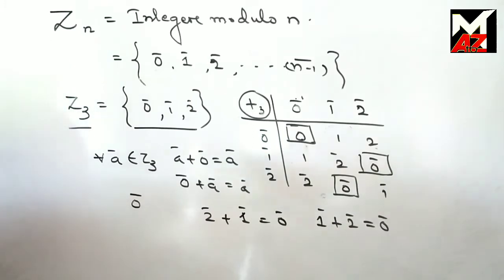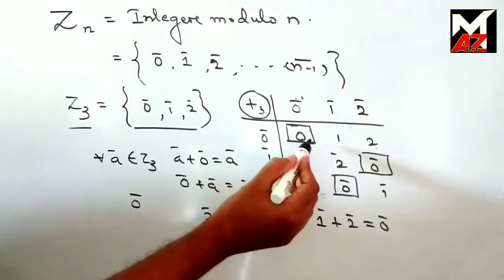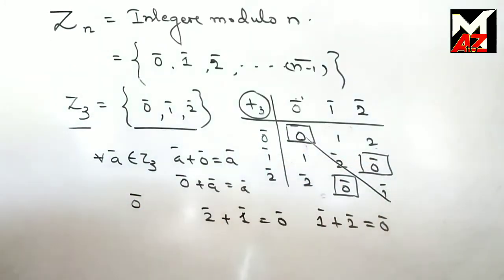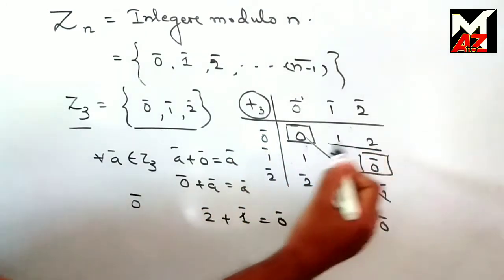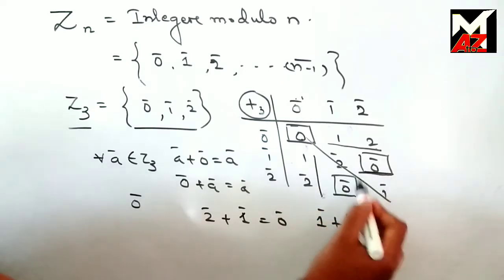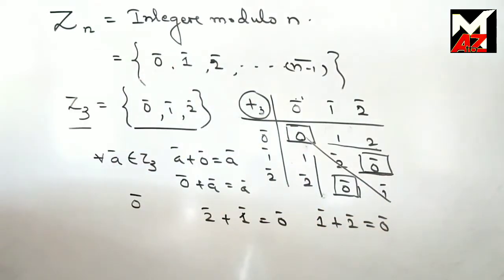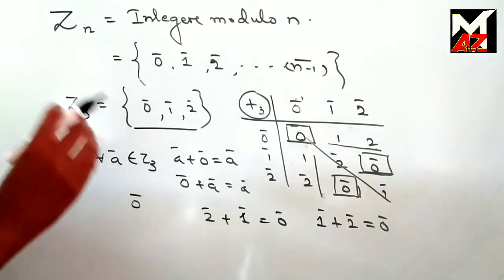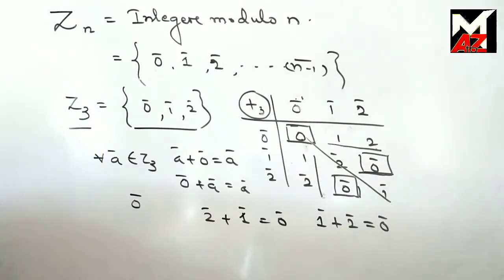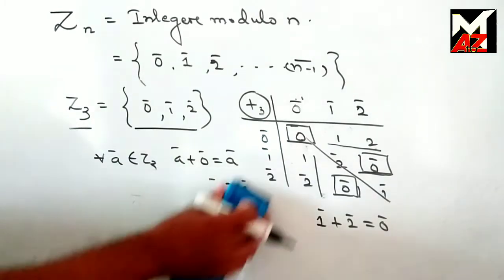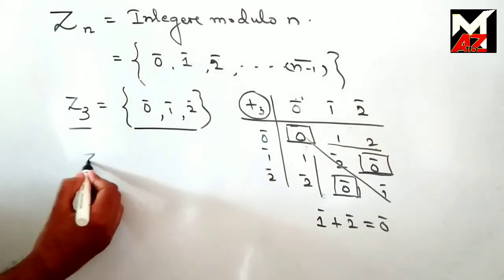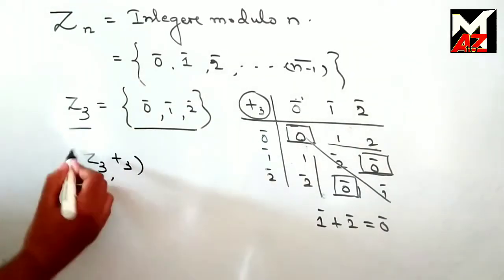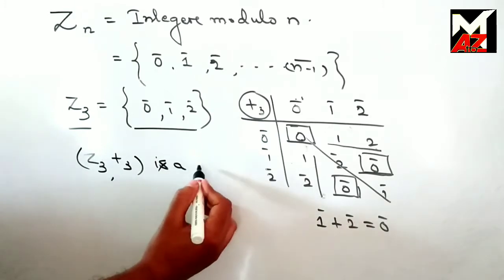Also, here is an important point. This is the principal diagonal, and with respect to the principal diagonal the composition table is symmetric: this is 1, 2, this is 1, 2, this is 0, this is 0. So the composition table is symmetric, so the group is also commutative. Now we have to comment here that Z3 with respect to addition modulo 3 is a commutative group, or abelian group.